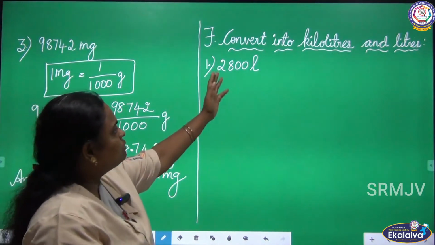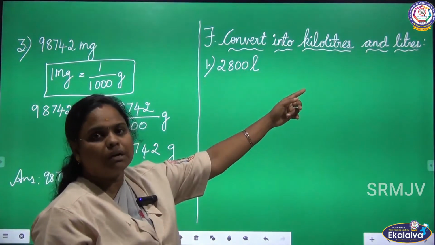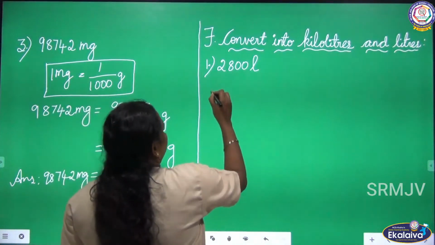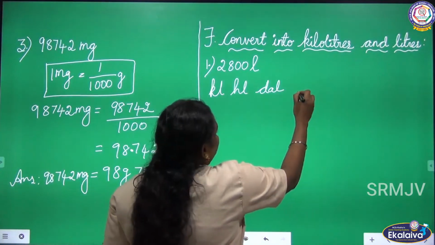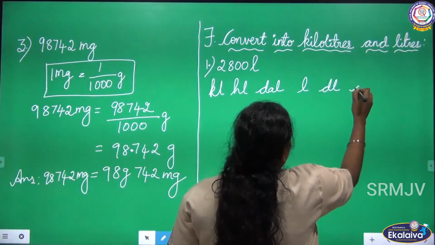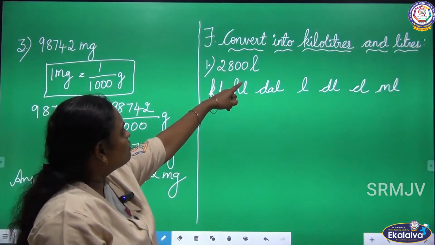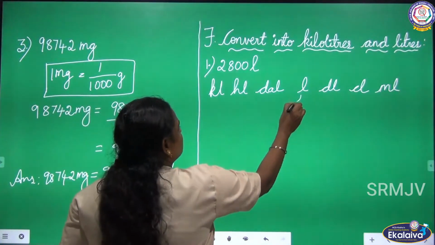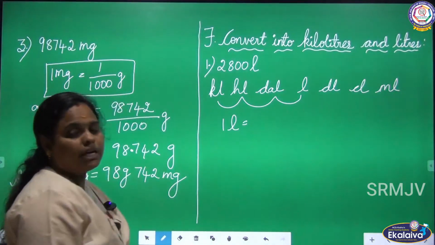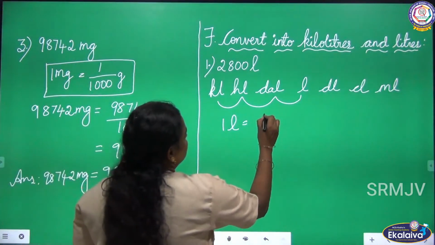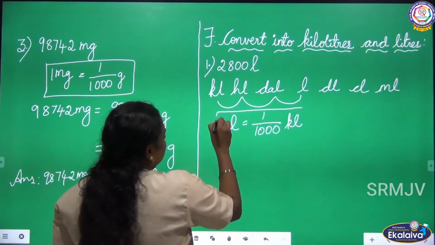Next one, convert into kiloliters and liters. See, they have given in liters, we are going to convert into kiloliters and liters. See, kiloliter, hectoliter, decaliter, liter, deciliter, centiliter, then milliliter. So we are going to convert liter into kiloliter. So 1 liter equal to how many kiloliters, children? 1 liter equal to 1 by 1000 kiloliter.